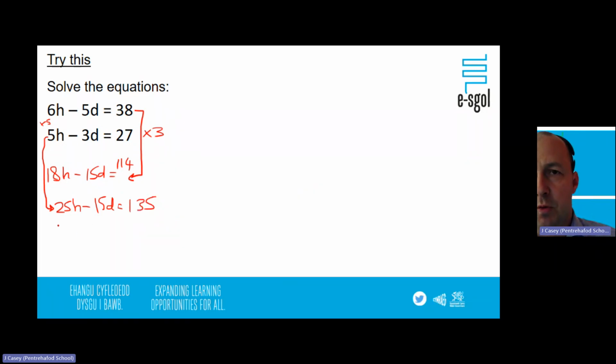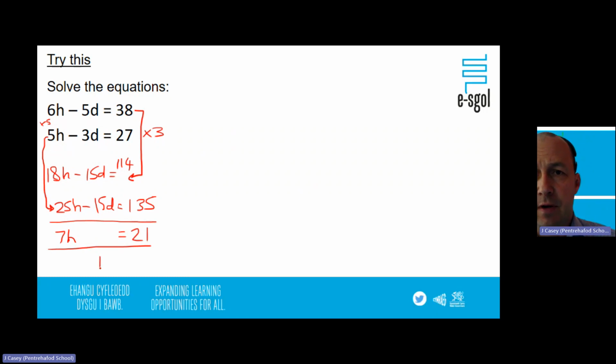Okay, excuse the messiness, but what I have now got is a minus 15d and a minus 15d. Now, we haven't really come across them with two minuses, but when the signs are the same, it is a takeaway. Now there's a bit going on here because the bigger numbers are on the bottom, but that's okay. I can do 25h take away 18h. That gives me 7h. I can do minus 15 minus 15, which means minus 15 add 15. That means it's gone. The 15s are eliminated. And 135 take away 114, which is 21.